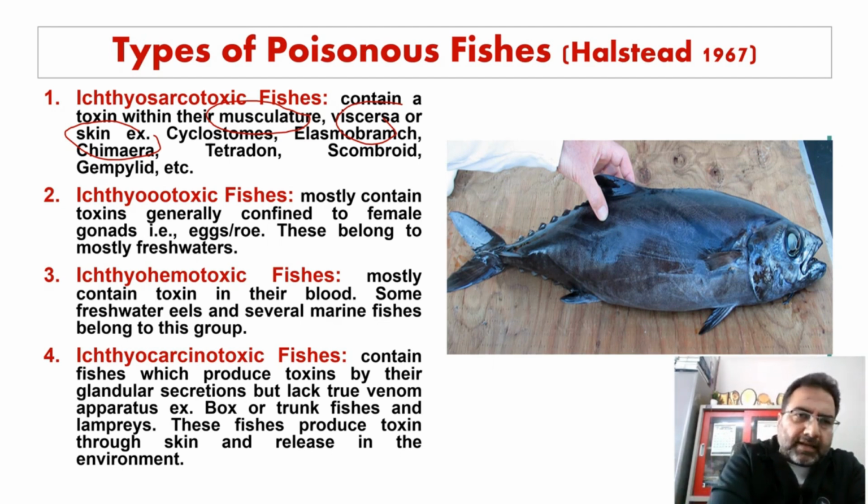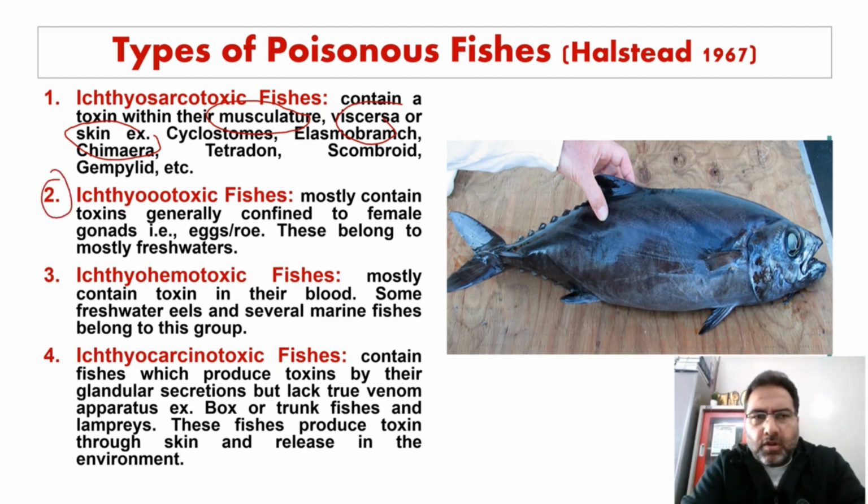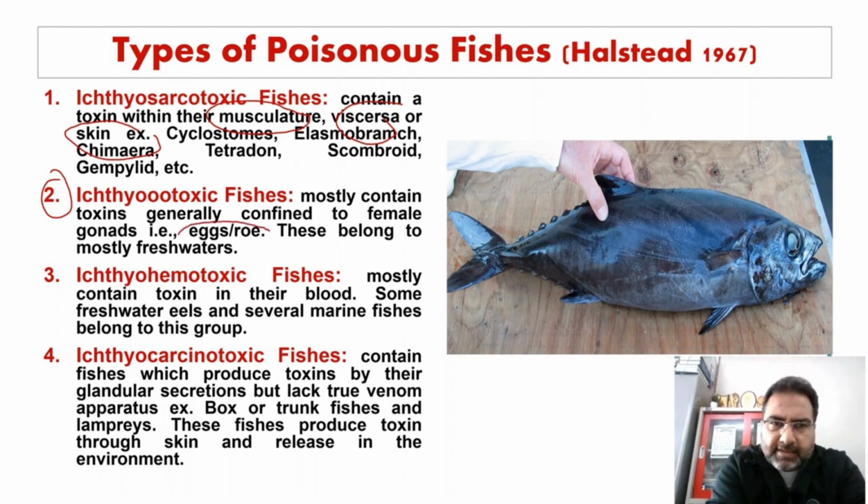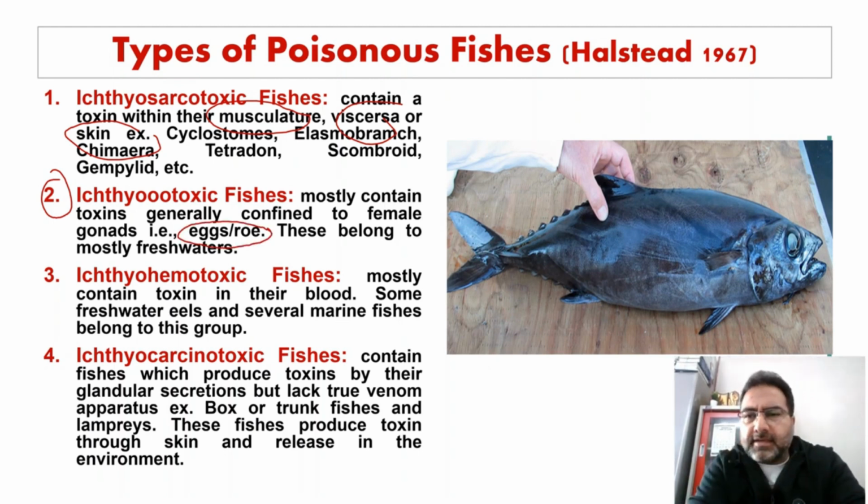Then we have another category known as ichthyootoxic. Ova means egg. So when the toxins are present in the eggs, or roe, as fish eggs are also known. These belong mostly to the freshwater fishes.